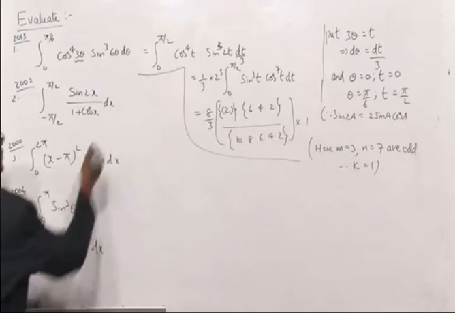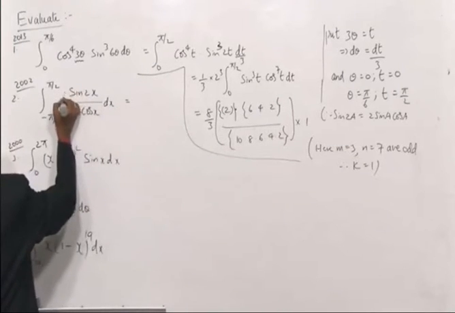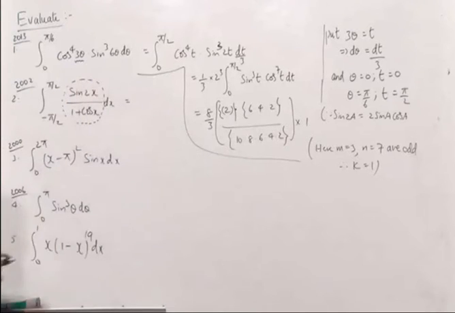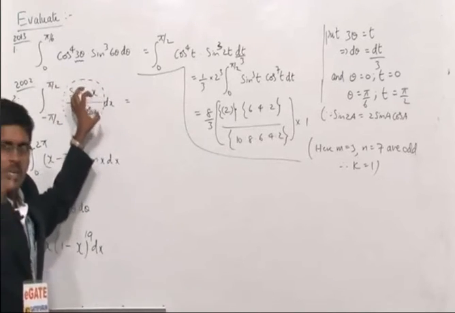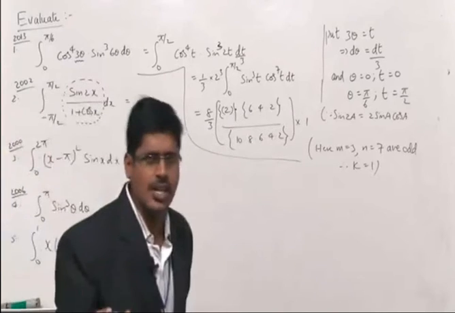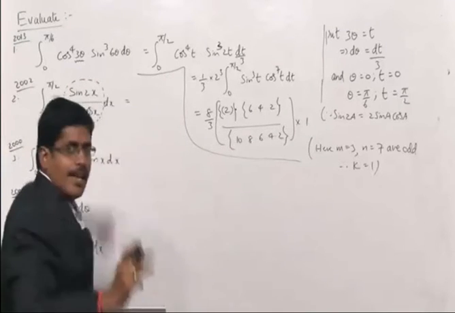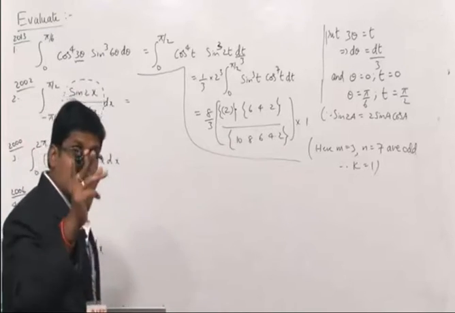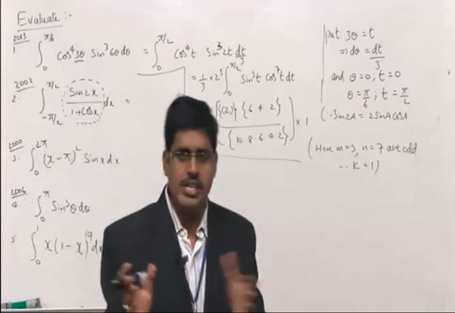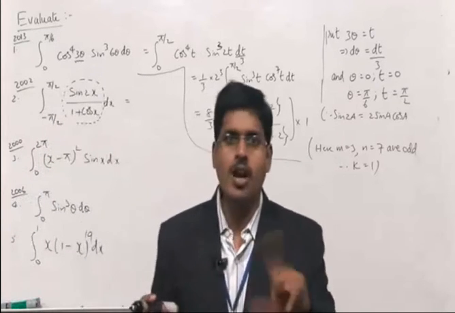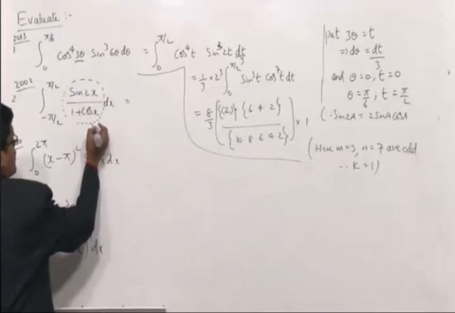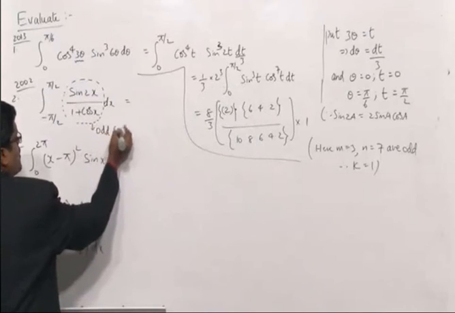Now come to the second problem. Whenever the limits are the same and opposite in sign, in such cases you check whether the entire term, denoted by f(x), is an odd function or an even function. Sin I gave as an odd function, cos as an even function, and the constant 1 as an even function. Even plus even is even. Even into odd function is going to become an odd function.